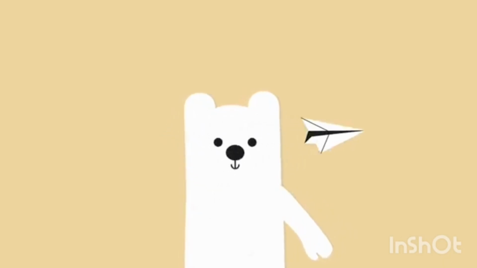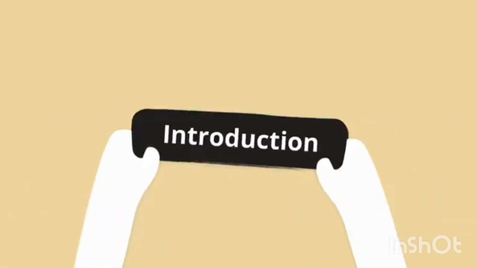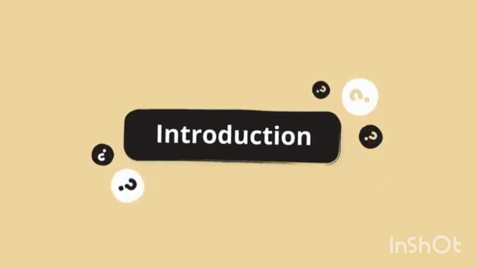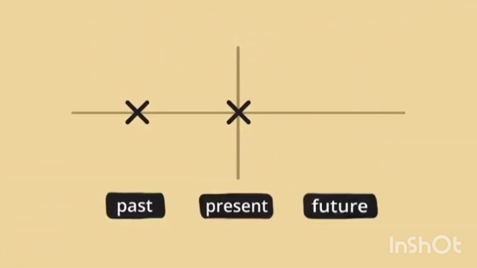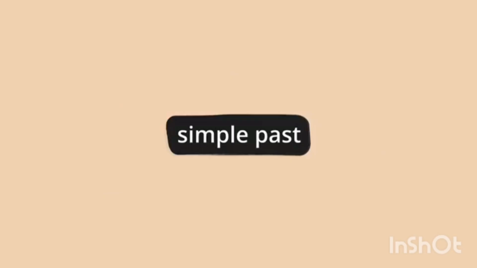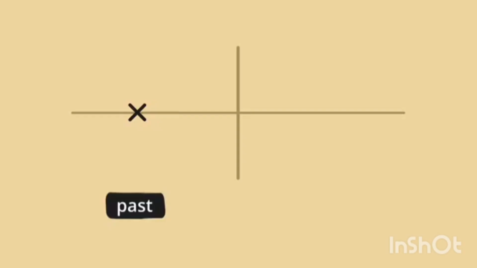The simple past. Introduction. What are verb tenses? Verb tenses show the time that an action takes place: past, present, or future. Simple past is a verb tense. We use the simple past tense for finished past actions.